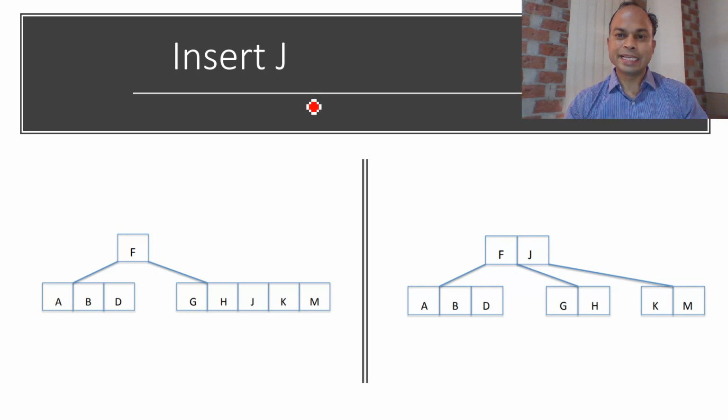Now we want to insert key J. J is greater than F, so in ascending order we have placed J here. If we observe, this particular node consists of 5 keys, so it should be split into two parts. J should go above, and we have GH and KM. We observe that the minimum number of keys is 2 and the maximum is 3. The minimum and maximum properties are satisfied and all leaf nodes are at the same level. So at this moment, this is the B tree.